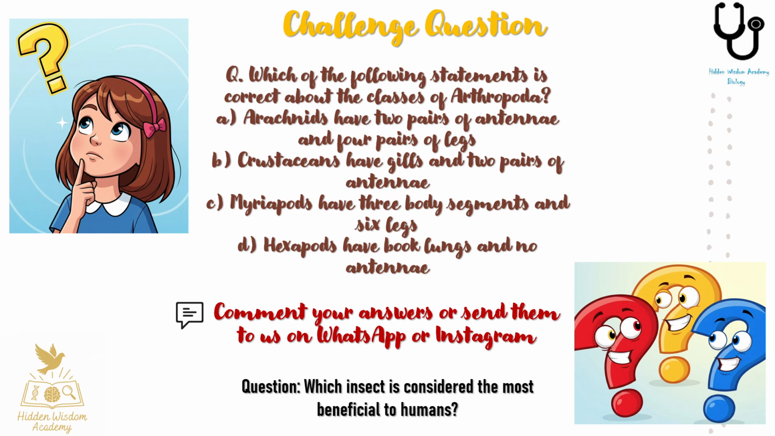Is it option C? Myriapods have 3 body segments and 6 legs. Or is it option D? Hexapods have book lungs and no antennae.